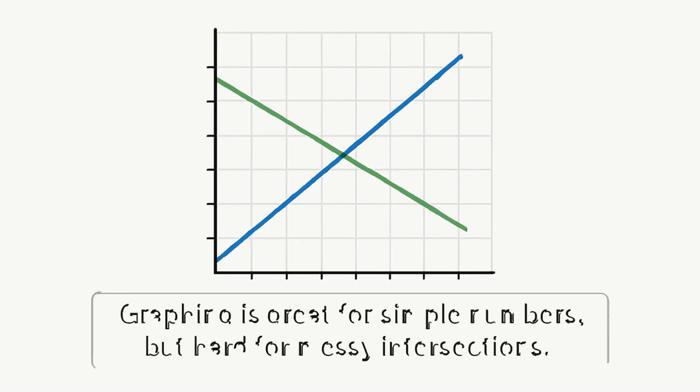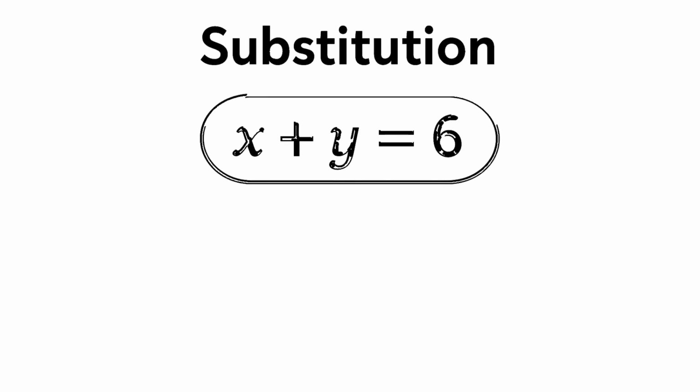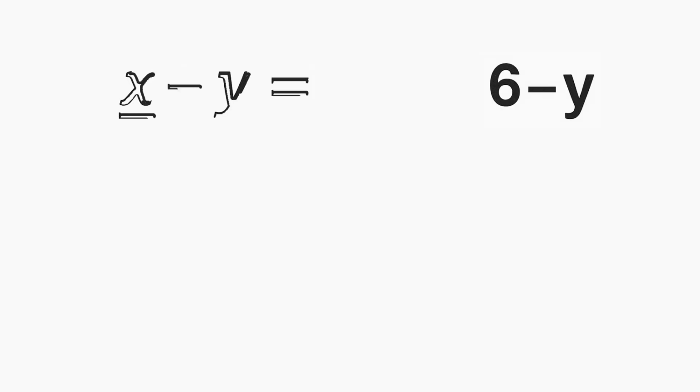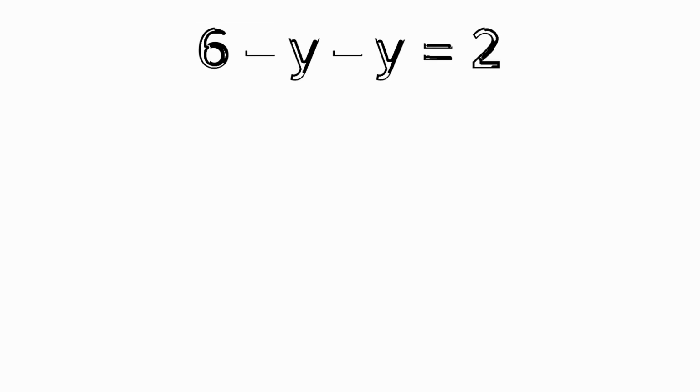Next up is substitution. With substitution, you solve one equation for one variable, then plug that into the other equation. Using our first equation, x plus y equals 6, you could solve for x. That gives you x equals 6 minus y. Now take that expression and substitute it into the second equation, x minus y equals 2. Wherever you see x, replace it with 6 minus y. So you get 6 minus y equals 2.